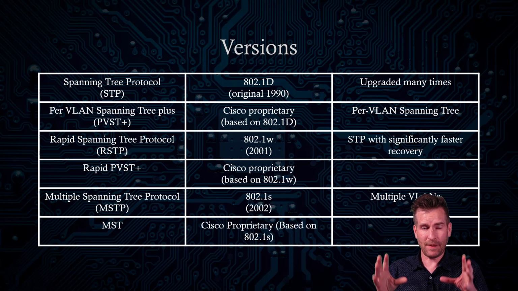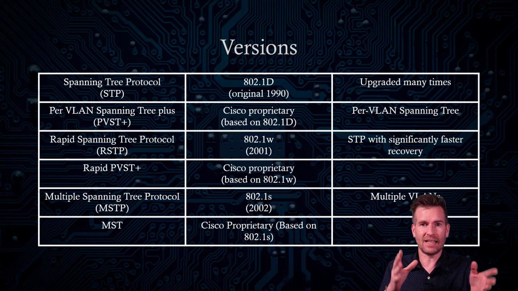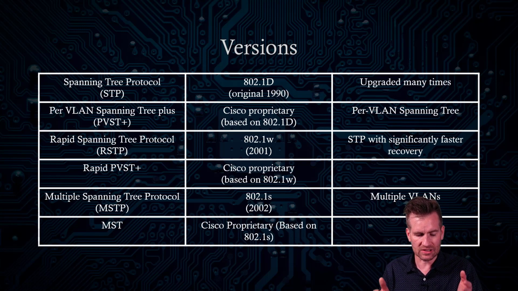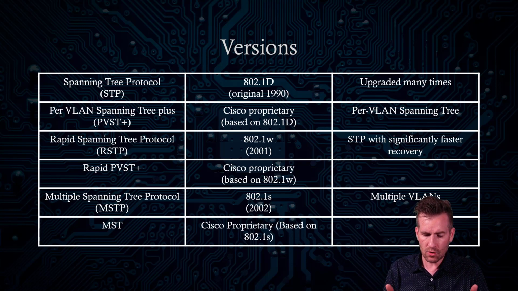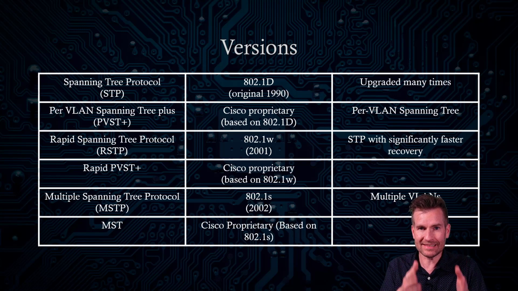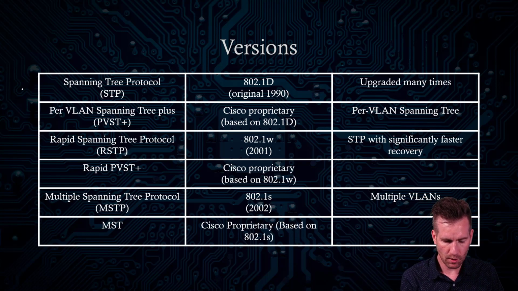The original spanning tree algorithm actually dates back to 1985, so it's been around for a while. One of the original spanning tree protocols that was defined was 802.1D in 1990, although it's been developed more since then. So it wasn't something that was stagnant and stayed that way. It developed a little bit more throughout time. But that's the original spanning tree protocol.